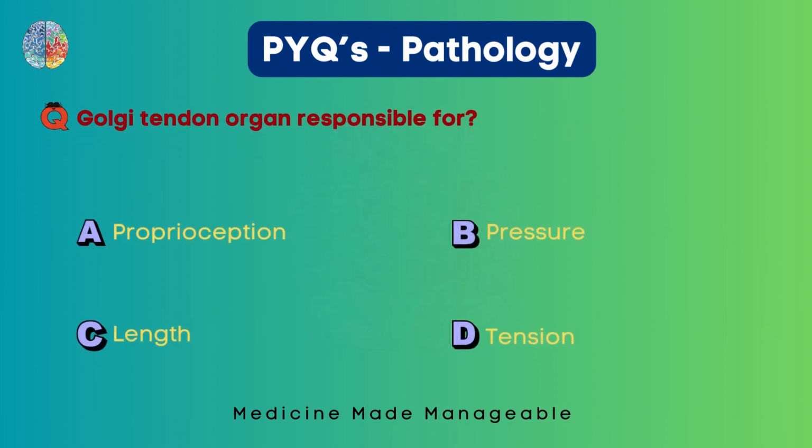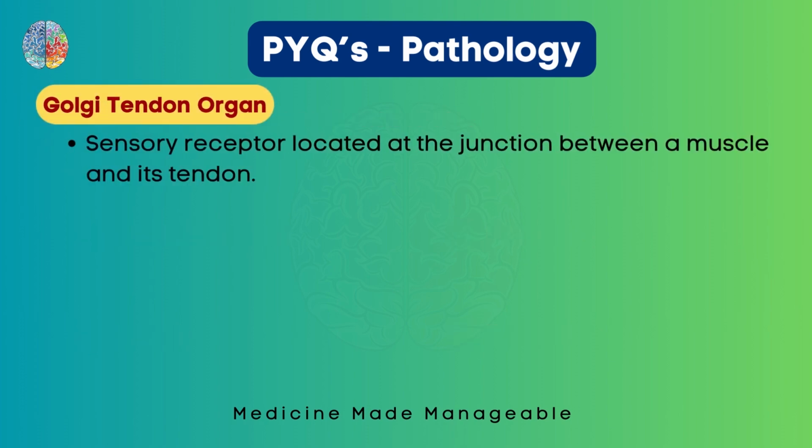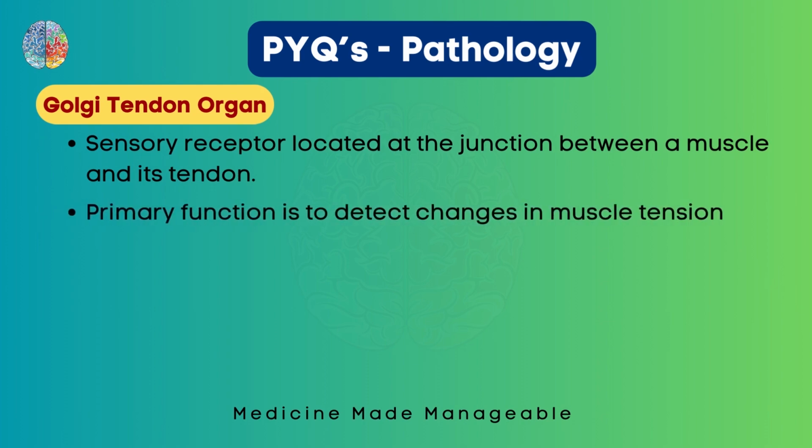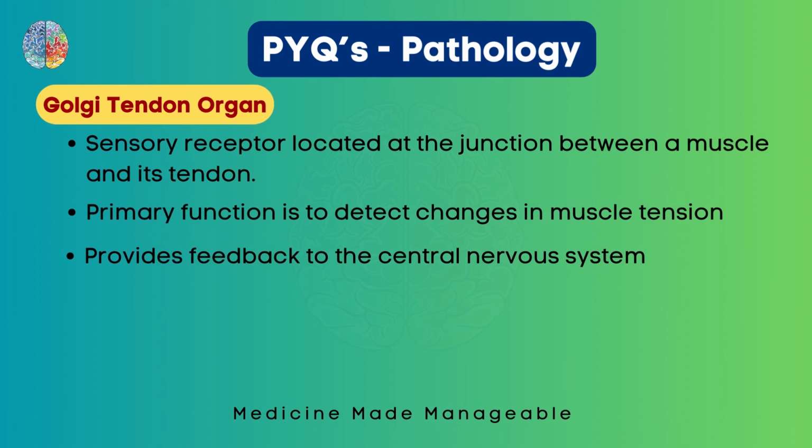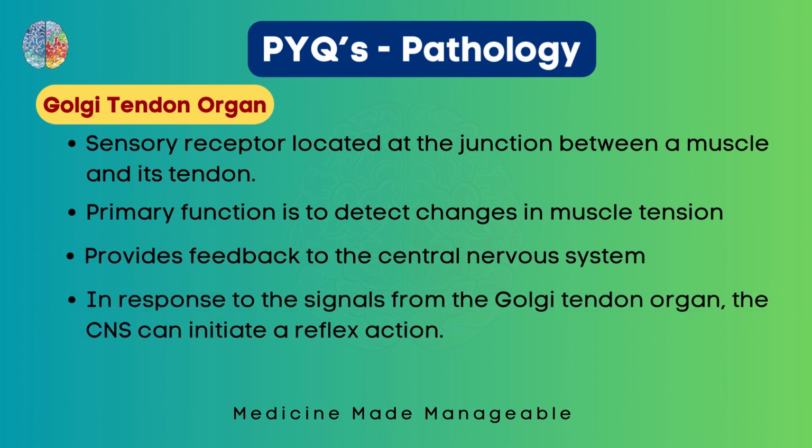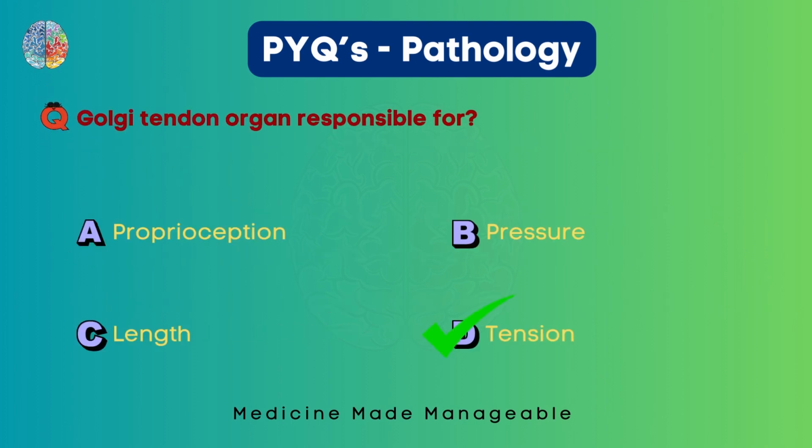Now our last question, Golgi tendon organ is responsible for proprioception, pressure, length or tension. So Golgi tendon organ is like a sensory receptor which is located at the junction between a muscle and its tendon. Its main function is to detect the changes in the muscle tension. So this is our answer. It provides feedback to the CNS and in response to the signals from the tendon organ, the CNS can initiate a reflex action. This is actually a protective reflex where the CNS will sense that if the tension in a muscle is a lot, it will send signals to inhibit that muscle. So coming back to our question, our correct answer is D.